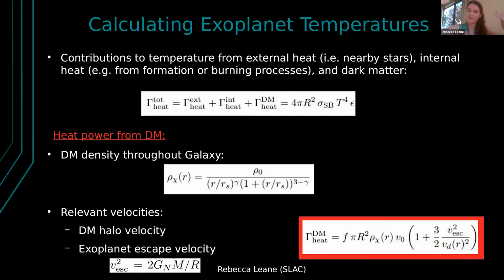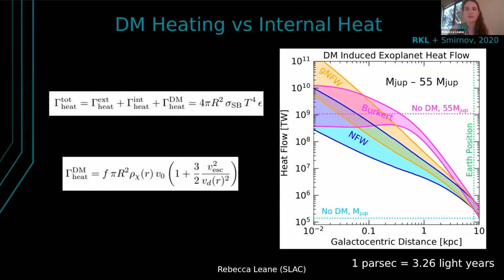They're not going as fast. It's easier to get them in the trajectory where they come in and get captured. Okay, so how do all of these contributions compare? Can we get a dark matter heating signal that is larger than what we expect from just its internal heat?